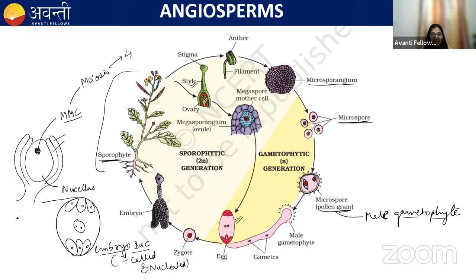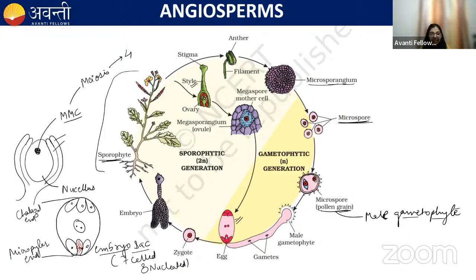This is the chalazal end. The chalazal end is the basal end. This is the micropylar end. At the micropylar end, an egg apparatus is present. And the egg apparatus consists of two synergids and one egg cell.